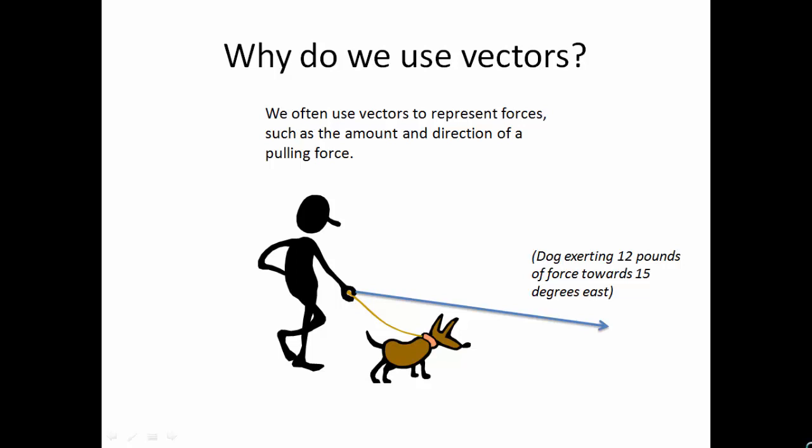In this example drawing, maybe you could have a dog that's pulling with 12 pounds of force towards 15 degrees east. You've got the direction, 15 degrees east, and you've got the amount of force, 12 pounds.